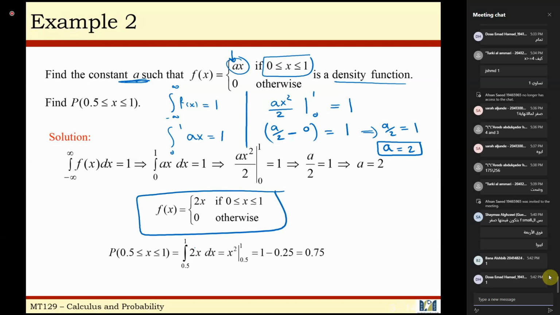must be 2x, so a equals 2. Is the idea clear? Here we put some unknown a, b, c, so we need to find a or b or c to make f of x a density function. So by what? By this condition: the integral from minus infinity to infinity of f of x must be equal to 1. Okay, any question?